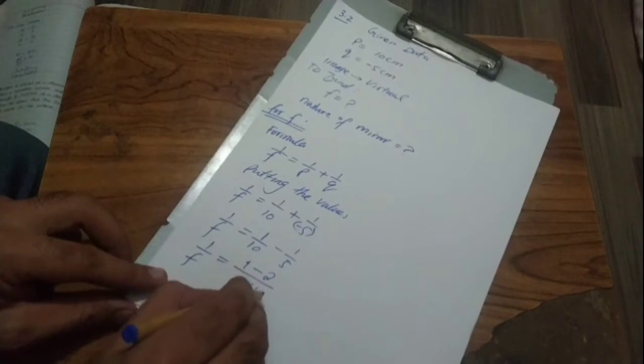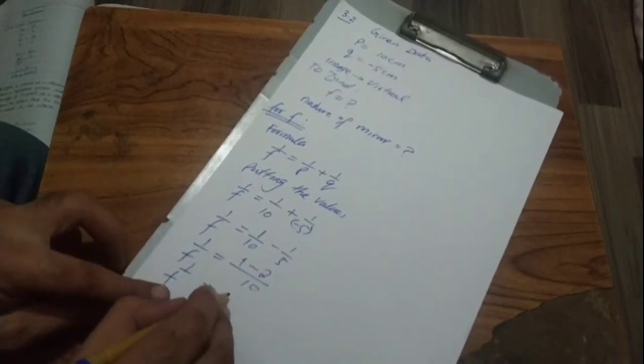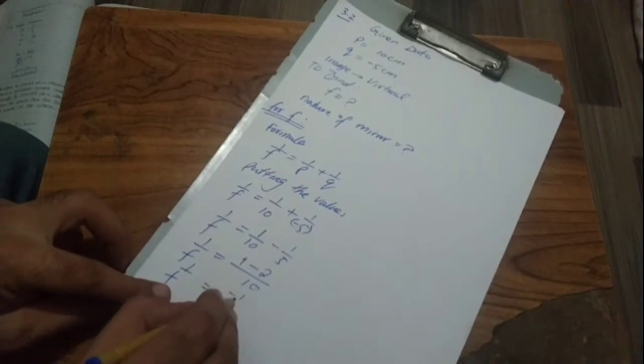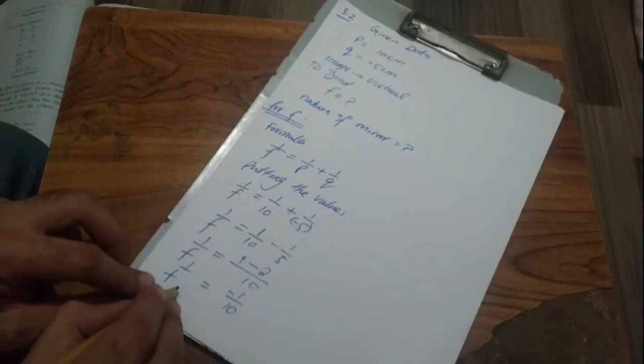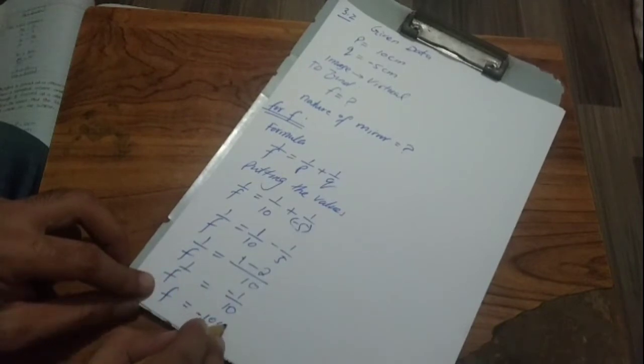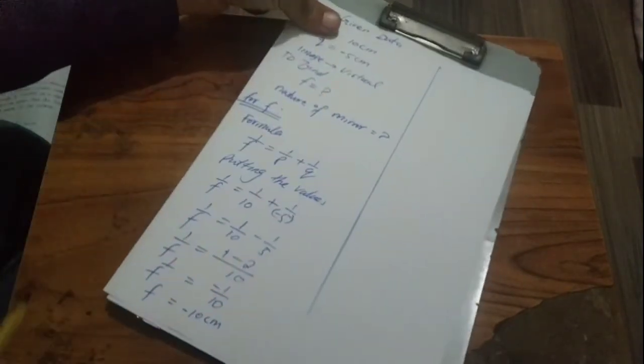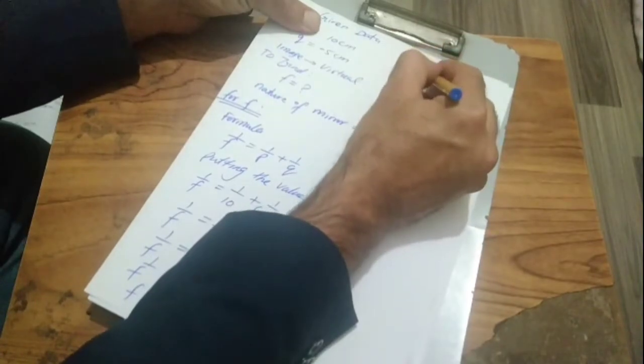After putting the values, taking LCM, what will happen? 1 minus 2 over 10. So it becomes 1 over f is equal to minus 1 over 10. After cross multiplication, we got f is equal to minus 10 centimeter. Now we will be doing it for nature.